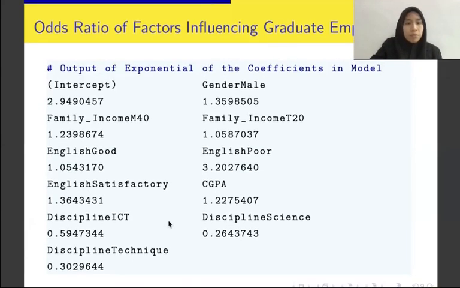So for discipline, there are 4 disciplines in this dataset, that is ICT, Technique, Science, and also Arts and Social Science. Arts and Social Science doesn't appear here because it has been chosen as the baseline for the sake of comparing the odds ratio. So we can see that 0.594 for discipline ICT is the highest among these 3. This shows that graduates from the ICT discipline have odds of 0.59, a reduced chance to be employed as compared to graduates from the discipline of arts and social sciences.